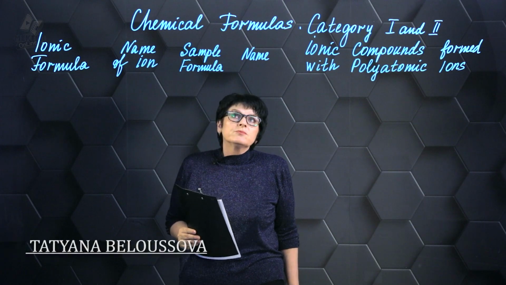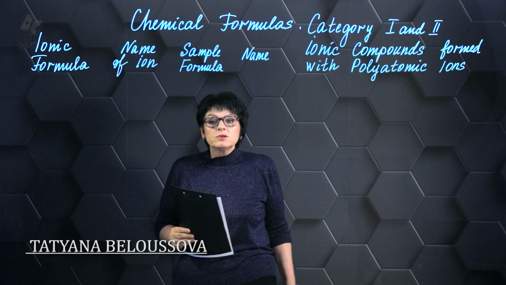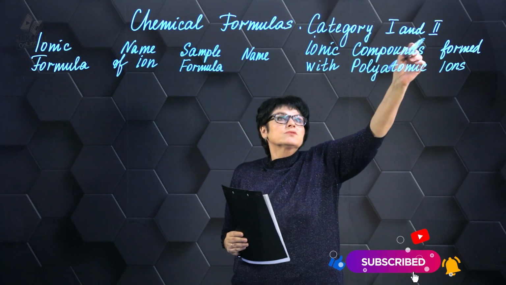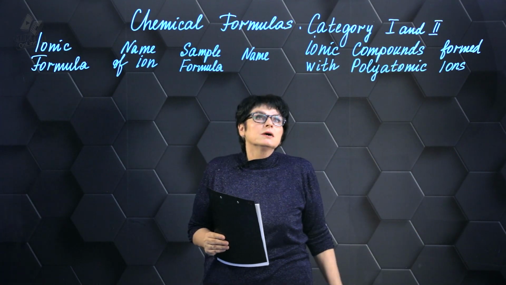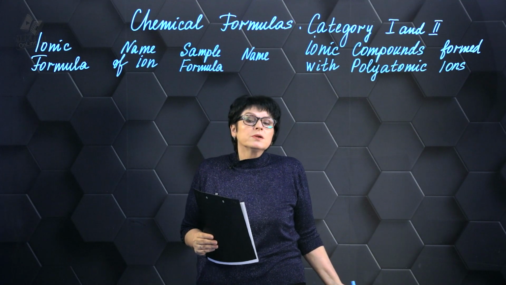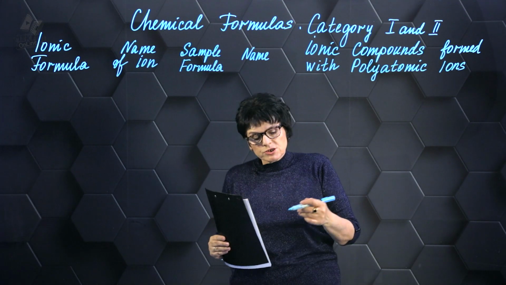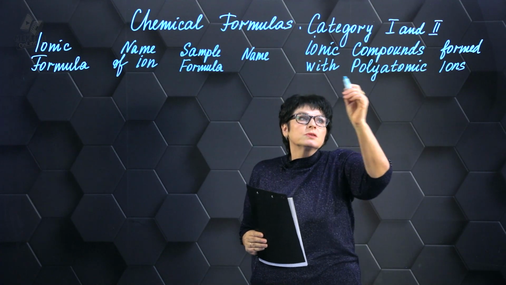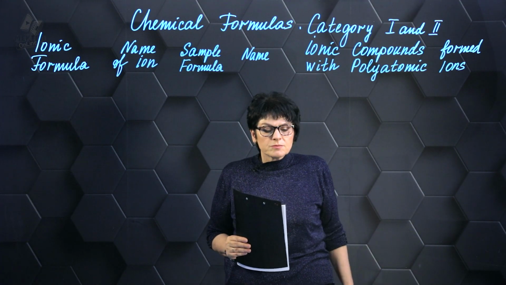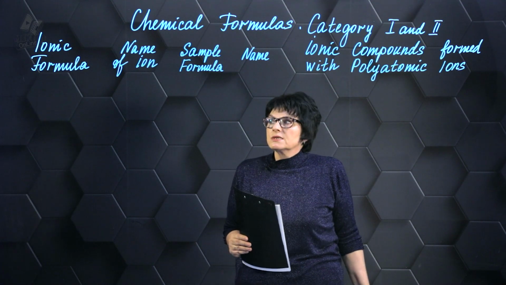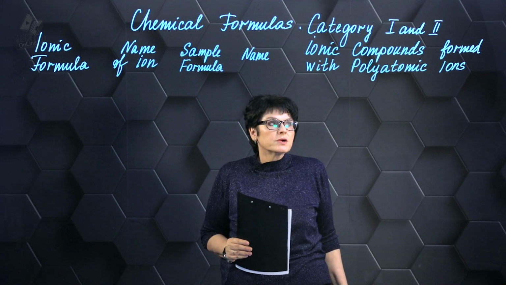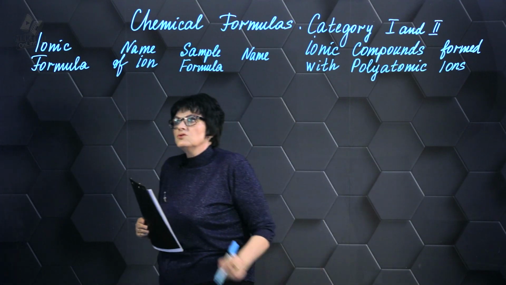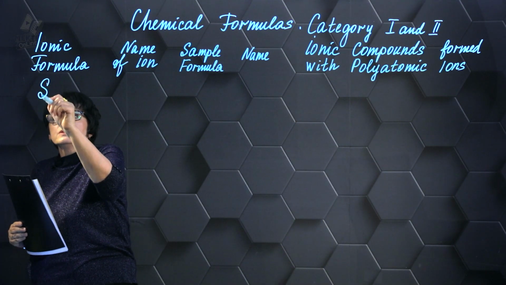Hello, today we are continuing to study chemical formulas, and we have now arrived at the next category. This is a category of first and second group ionic compounds, which means metals with constant and variable valency, but which are formed by polyatomic ions, that is, when more complex ionic non-binary compounds are included in the composition of the ionic compound. All right, let's commence with the first example, shall we?